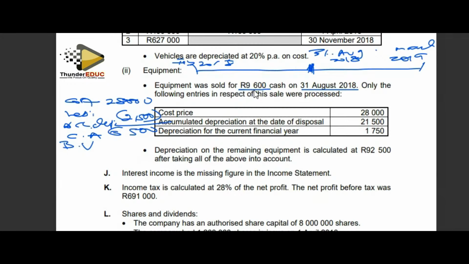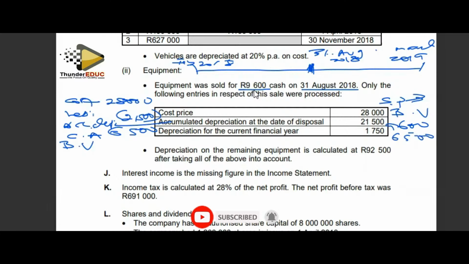So what do you see there? Our selling price is greater than the book value or the carrying amount. So what do we see here? We need to get the difference to determine whether they made a profit or loss. So if this one is greater, it means that they made a what? A profit. And how much profit is that? We are going to get the selling price, which is 9,600. We remove 6,500.